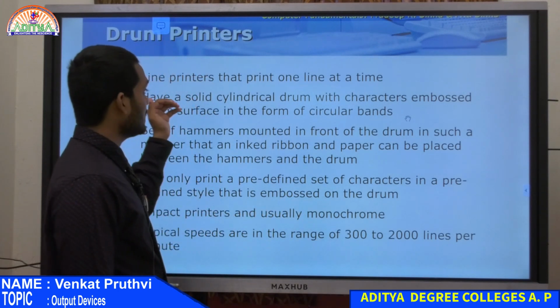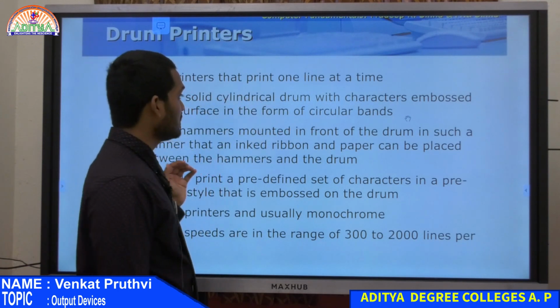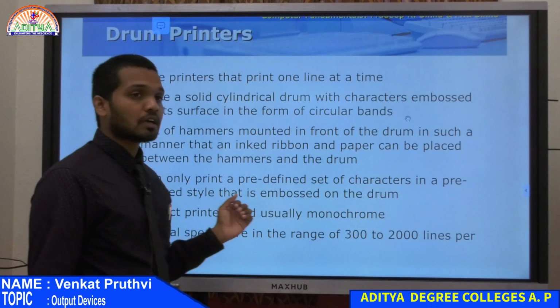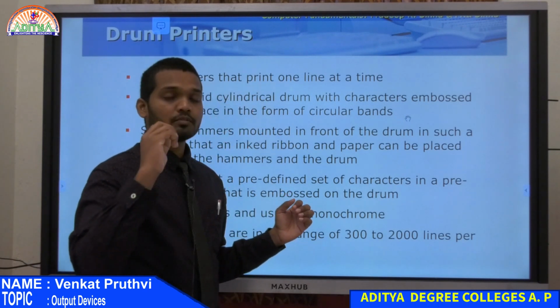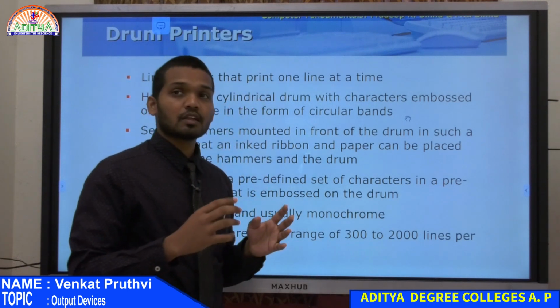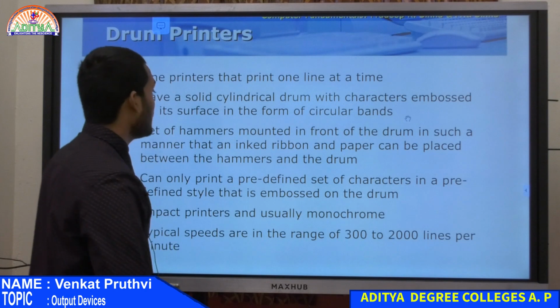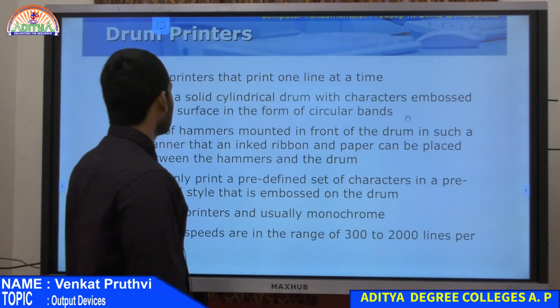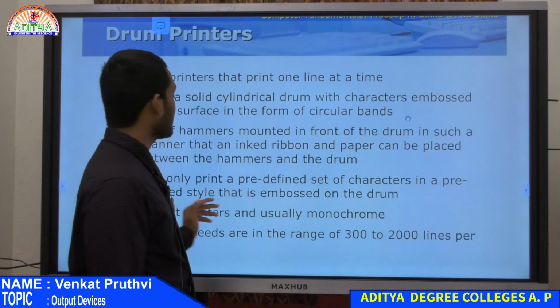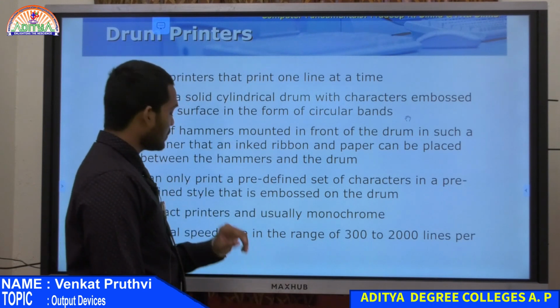So they have a solid cylindrical drum with characters embossed on its surface in the form of a circular band. The characters that are embossed are on circular bands on the cylindrical drum. Okay. A set of hammers is mounted in front of the drum in such a manner that an inked ribbon and paper can be placed between the hammers and the drum. Okay. So what does this mean?